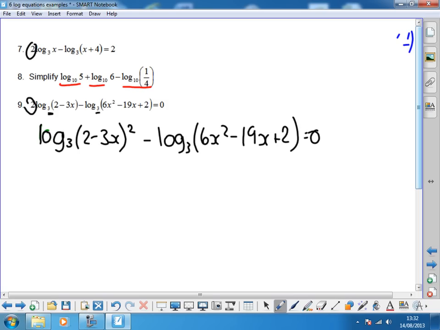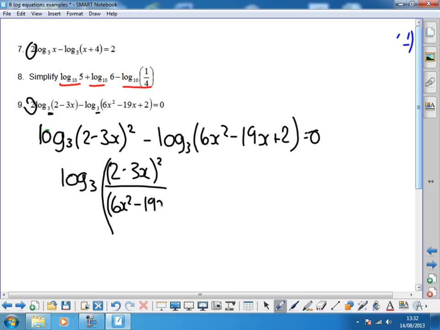Yep. Now we can use the rule. So log base 3 of 2 minus 3x squared. Is that what you meant? Log A minus log B is log A over B. Sometimes nice things happen when we factorise the quadratic. I was going to wonder whether we could factorise it, but I don't think we can. It would need to times to 12 and add to 19, and there isn't anything, is there? No. So we can't, so we'll just leave it.